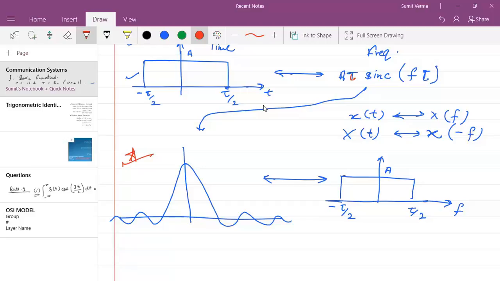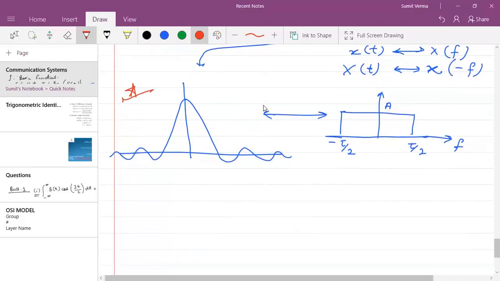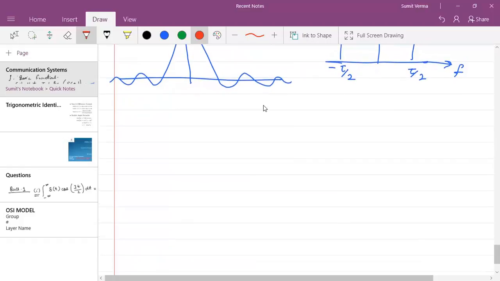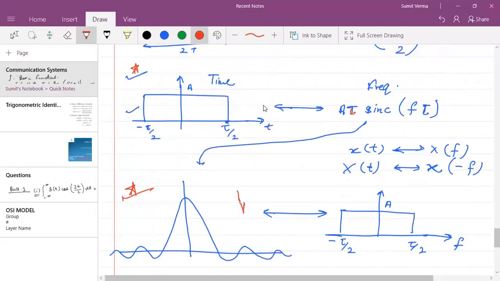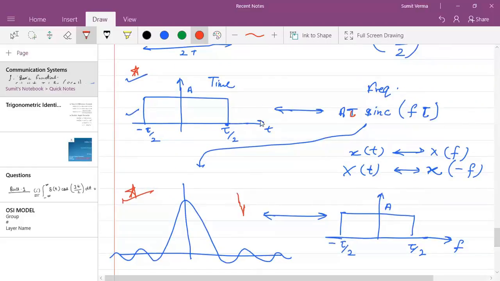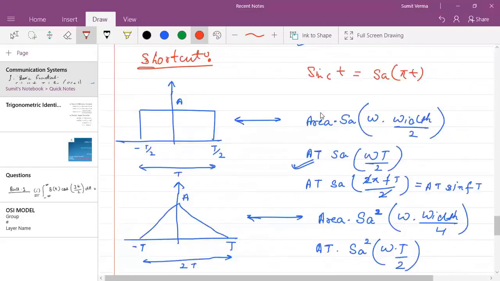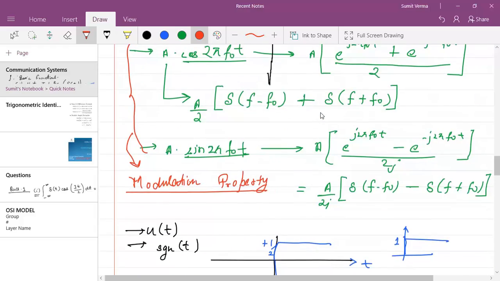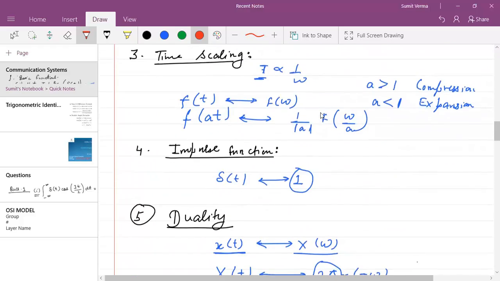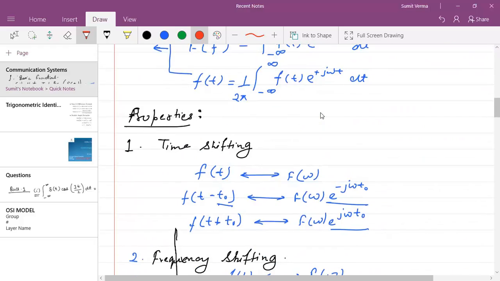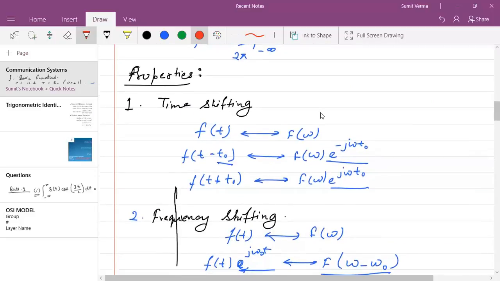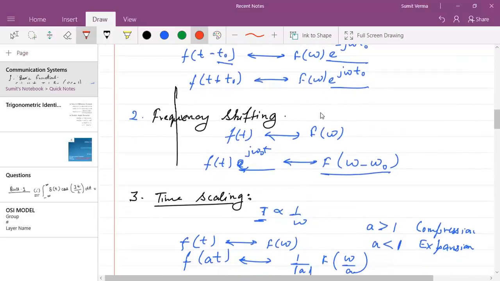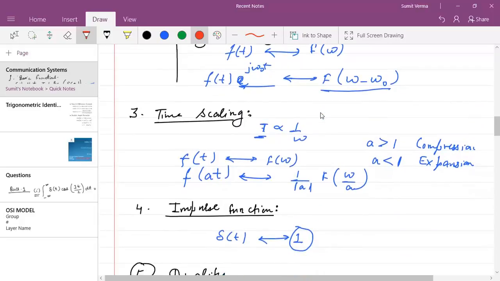Now I think I have covered the signals and systems part, whatever we need for communication systems. If you want, you can have an overview of what we saw. When we started the Fourier transform, we saw a few properties: time shifting, frequency shifting, and then time scaling as well.